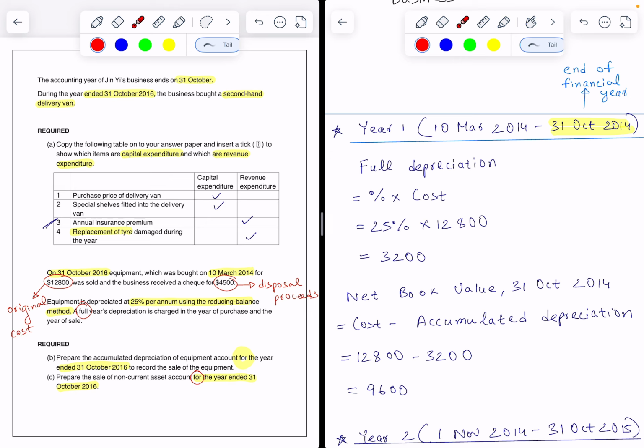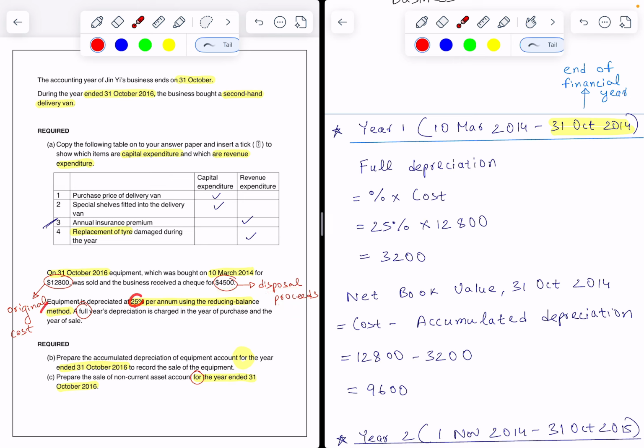So simply speaking, on the 31st of October 2016, we have sold one equipment, and this equipment was bought on 10th of March 2014. And when we bought it on 10th of March 2014, we paid $12,800, which is the original cost. And now that we are selling it on 31st of October 2016, we are selling it for $4,500, which is also referred to as the disposal proceeds.